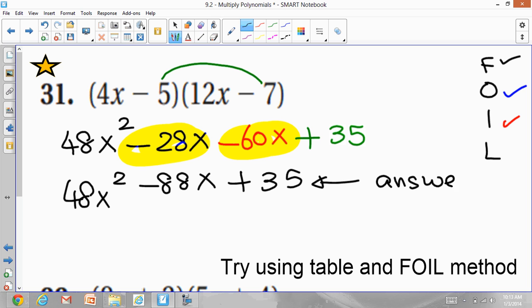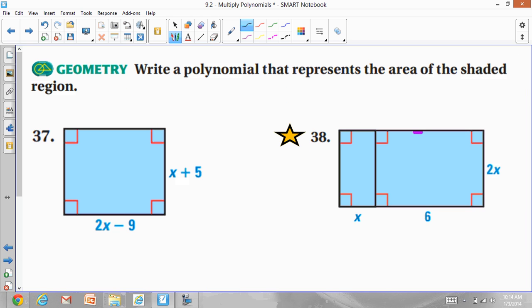You can try the same one using the table method and you will get the same answer. Now, question number 38. They're asking you to write a polynomial that represents the area of the shaded region. This will be an EOC type question. So the first thing you have to understand is you want to find the area of the shaded space. So if you break this apart, x is here and this will be a 2x.